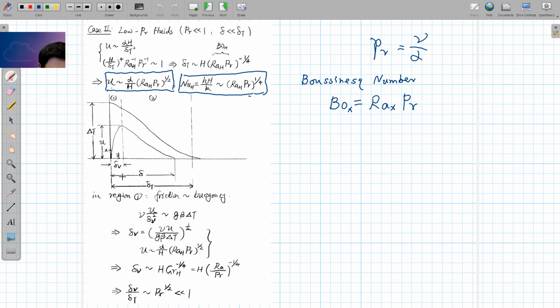But we can also define a small region, which we call the distance from the peak of the induced velocity field to the wall, and we call it delta V. Okay, this is not the velocity boundary layer. It's just an additional spatial spacing. Delta V distance is basically defined as the peak of the velocity profile to the wall.